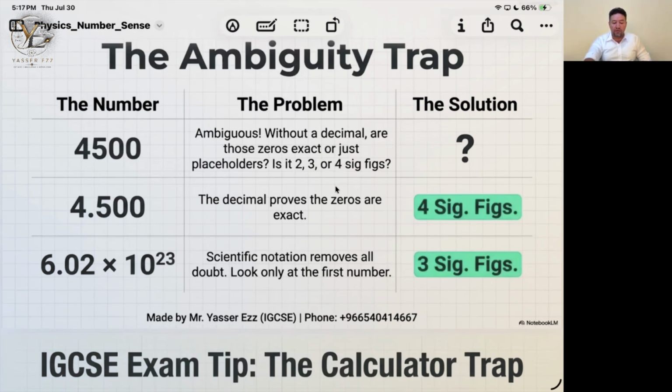6.02 times 10 to the power of 23 is in scientific notation, or the standard form. The power of 10 is not counted at all. So actually we have three significant figures. 6.02 times 10 to the power of 23 is considered as three significant figures.